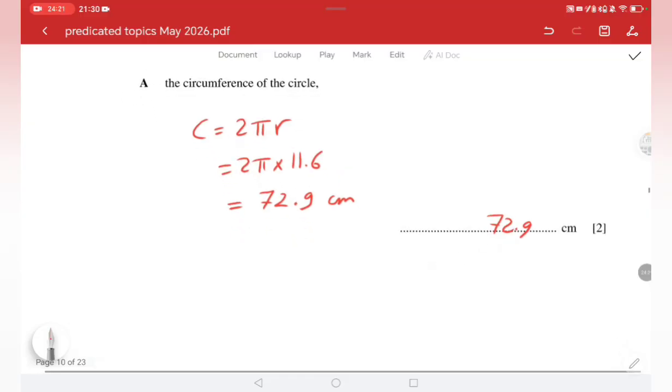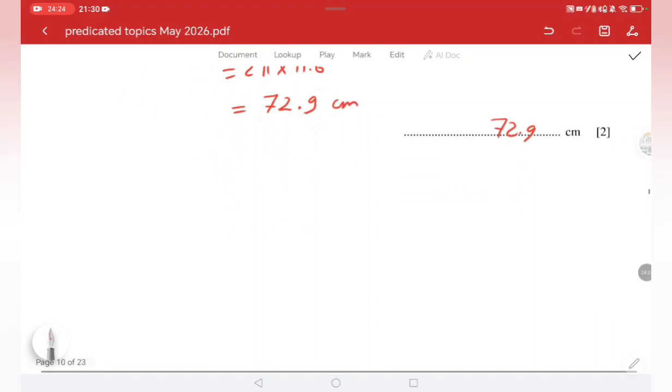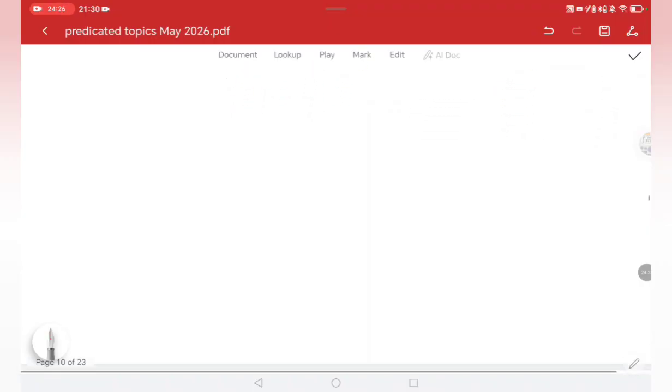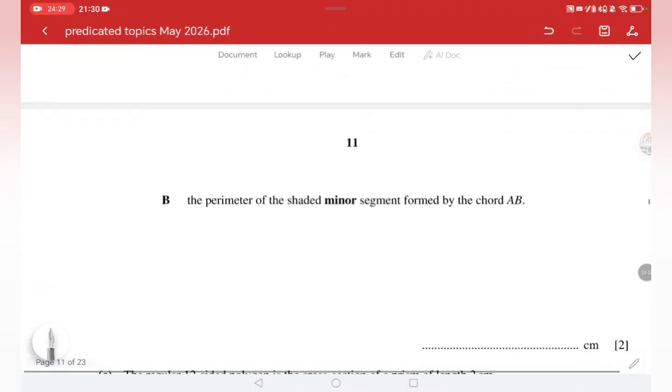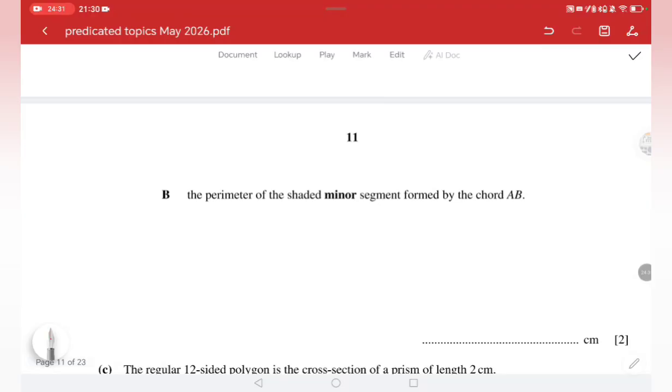Now next one. Find the perimeter of the shaded minor segment formed by the chord AB. It was like this, it was this part. This was AB, and this one was 6 centimeters. We need to find the arc. If you need to find the perimeter, it means you have to find the arc length plus AB, 6 centimeters. So let's find the arc length.